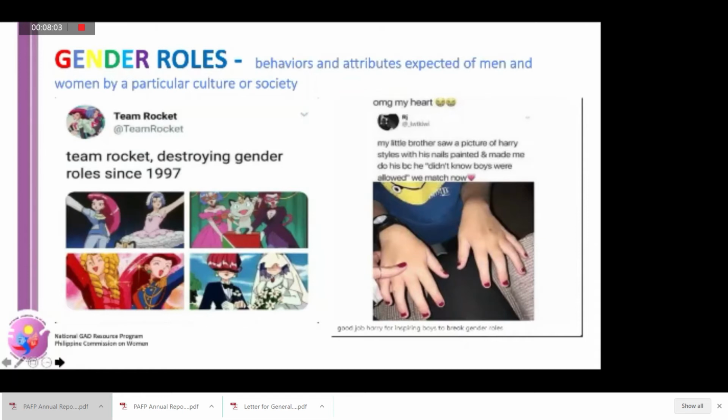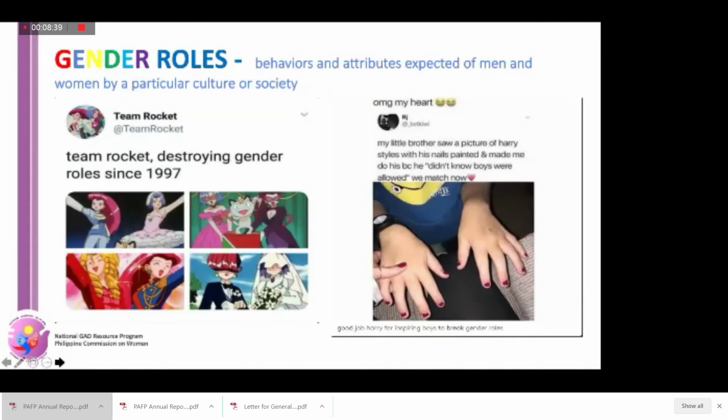So if you're a woman, you cannot wear, for example, like in this scenario of Pokemon, you cannot wear suits. But when you look at Team Rocket in Pokemon, these are the typical classic cartoons that break gender stereotypes since the 90s. So yeah, because being part of the society, gender roles exist, and gender roles are those expectations of the society for men and women.